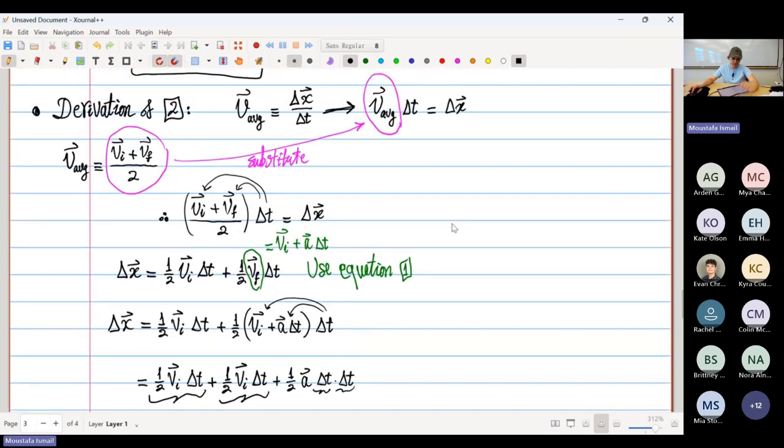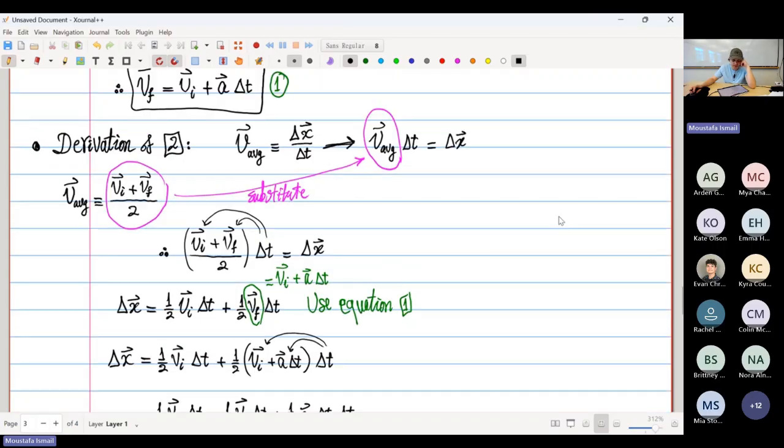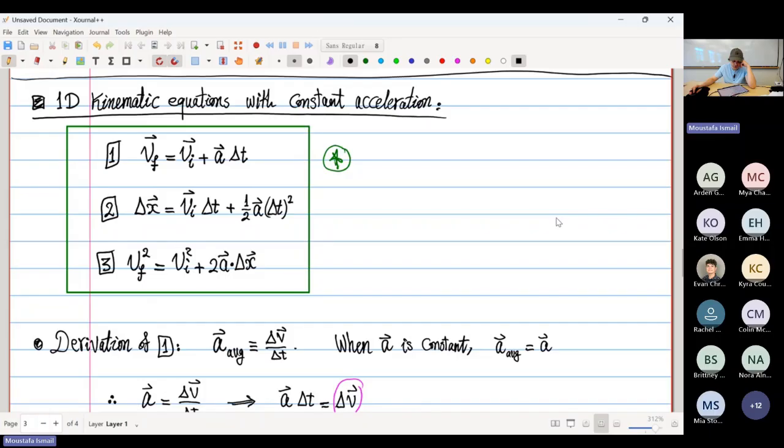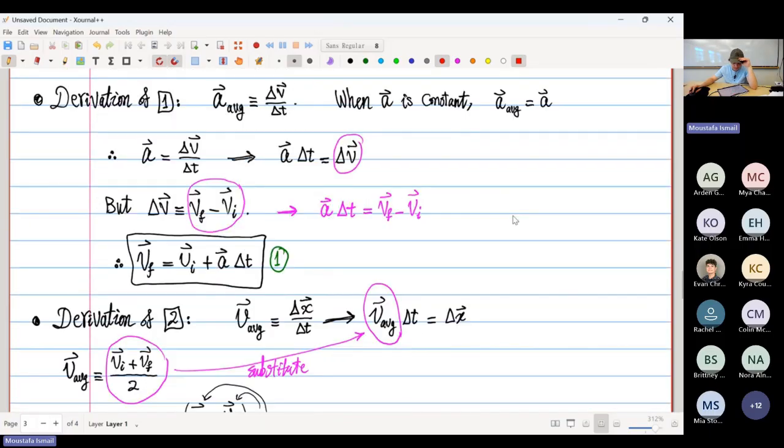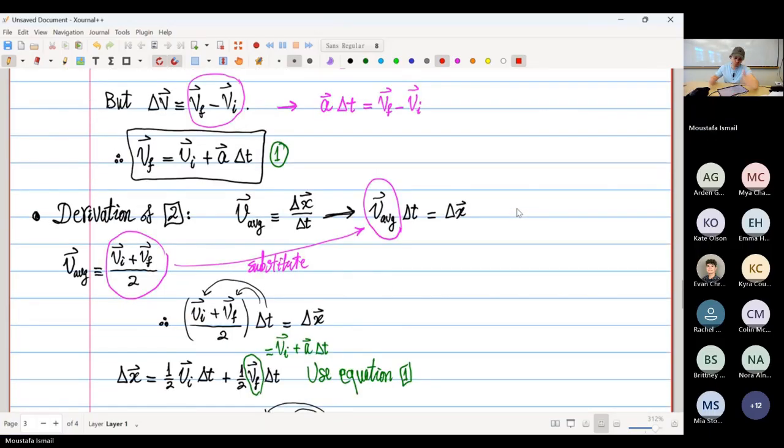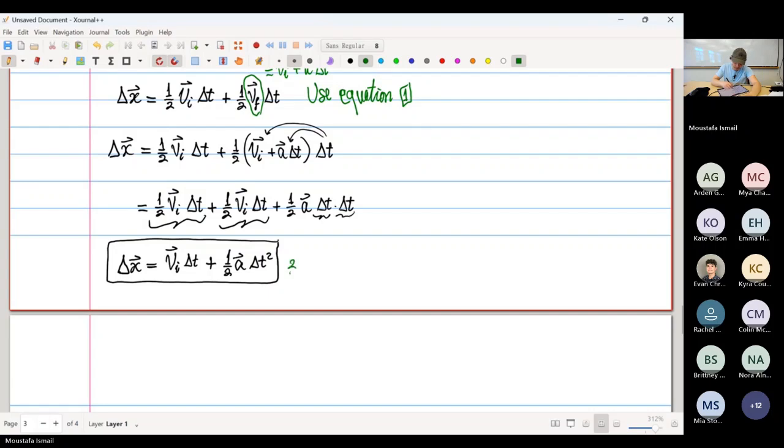Okay, so this is the derivation of the second equation. By the way, when you're doing problems, you're not going to need to derive any of these equations. I'm just showing you where they came from, so you don't just memorize them blindly without understanding what these mean or where they came from. So now we derived equation 1, we derived equation 2, and the last one is equation 3. We will derive that now.